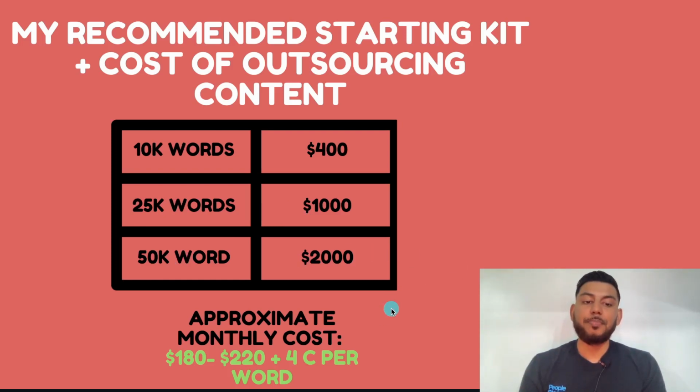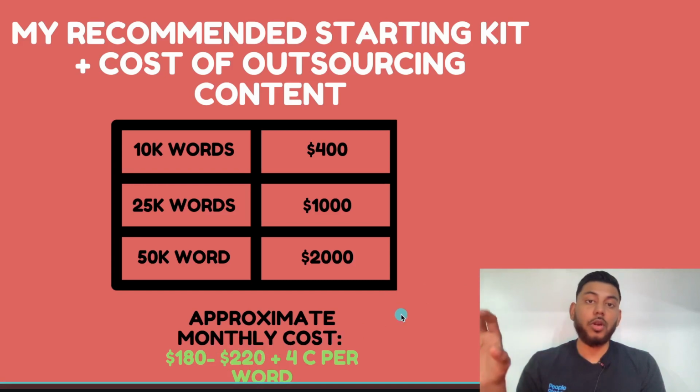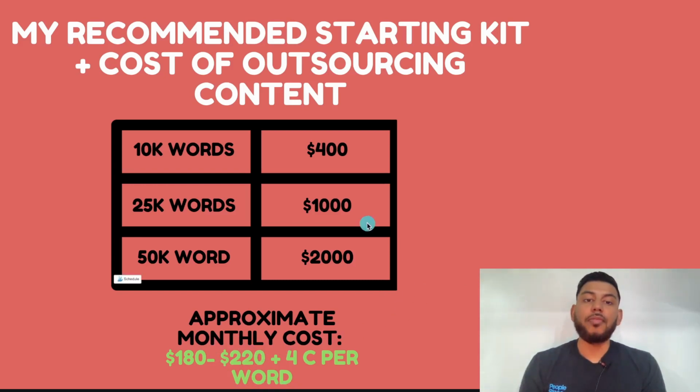So as you can see, if we add in our software costs, let's round it to about $200 per month just to run and maintain the blog. If you were to then outsource your content, you'll be looking at about $600 for, if you're outsourcing 10,000 words. You'll be looking at $1,200 if you were outsourcing 25K words, and you'll be looking at about $2,200 each month if you are outsourcing 50K words.